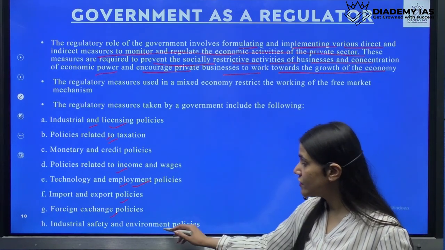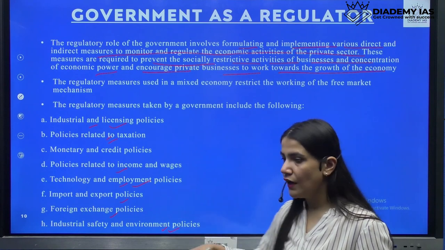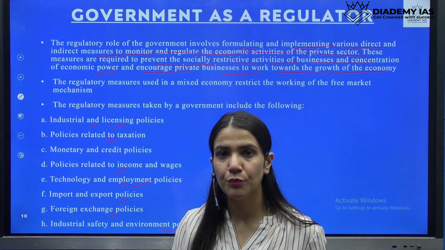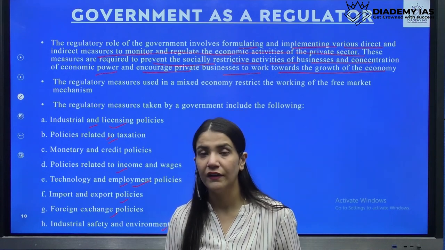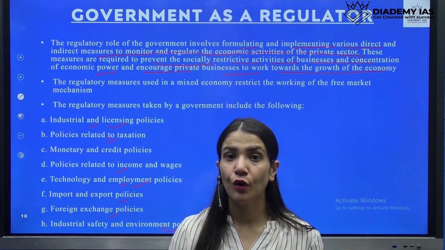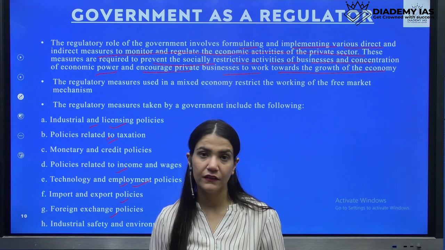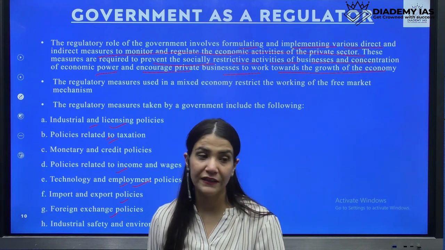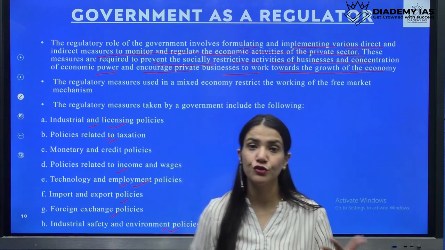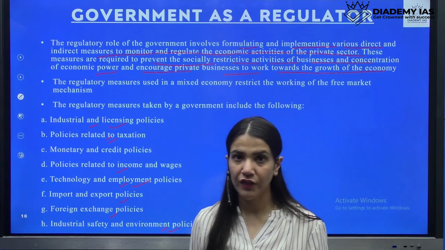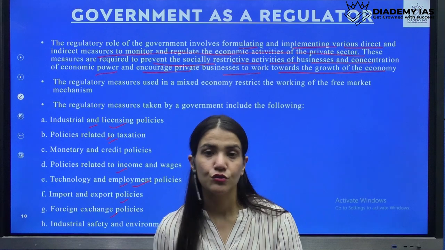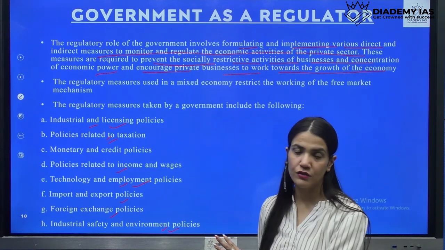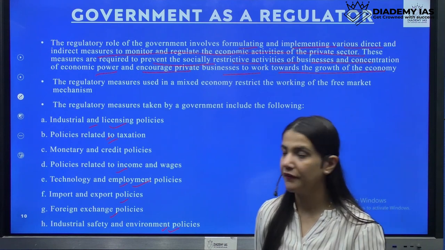Then there are industrial safety and environment policies, to ensure that there is business and progress in context of the development of the economy. There has to be also an aspect of maintaining the environment. Any business should not hamper or affect the environment of the country in a negative way, right? So that is also a very, very important part of the regulation function of a government, right?